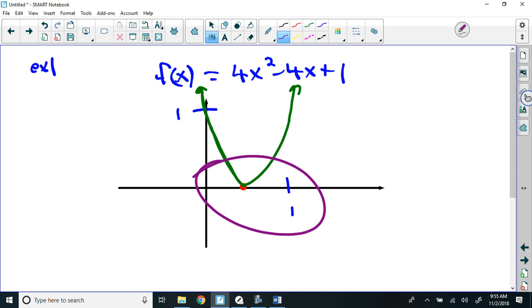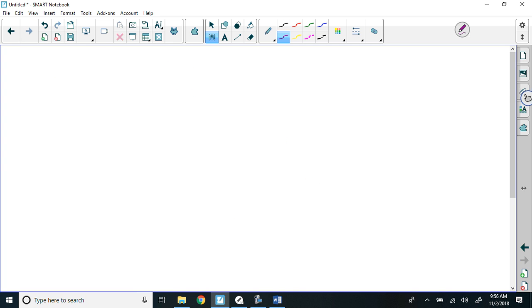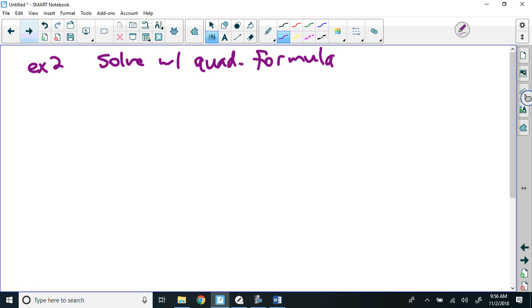Questions, comments, concerns, short debate so far? Okay. Well, let's look at example 2. Example 2. Solve with the quadratic formula. X squared minus 4x is equal to negative 14.